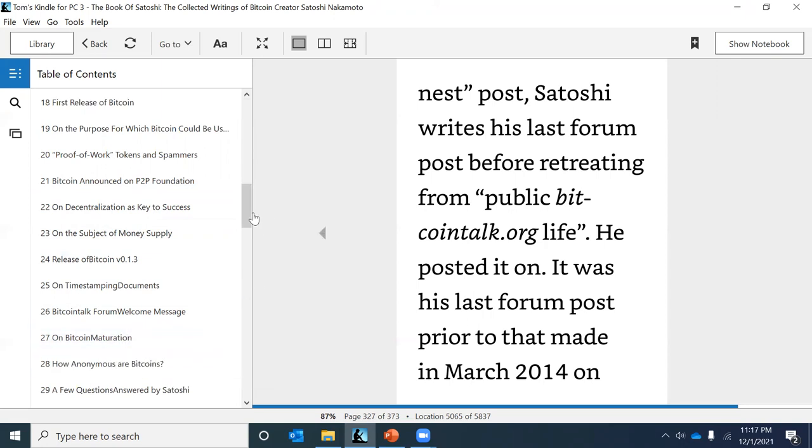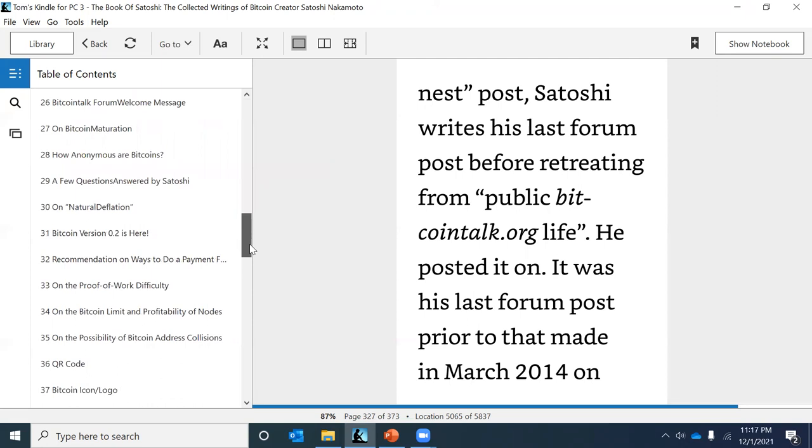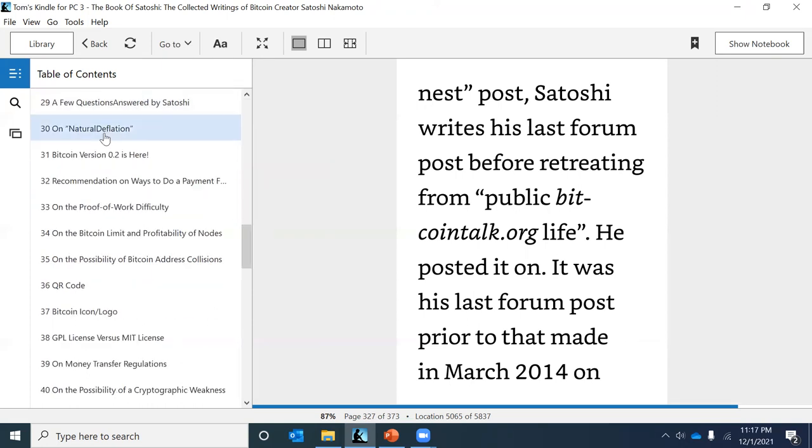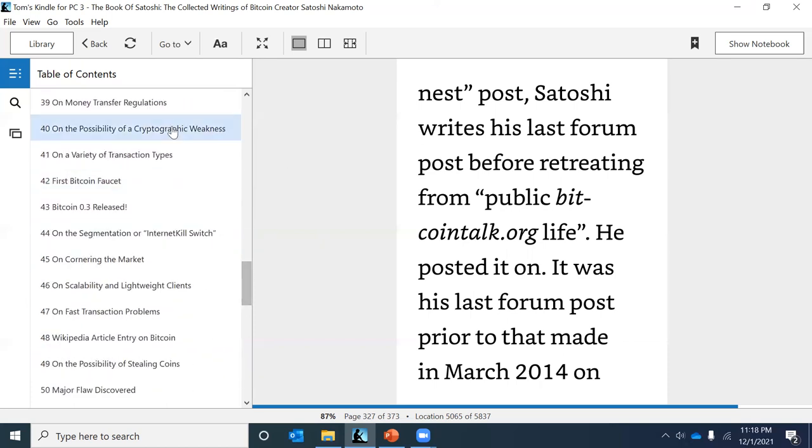How anonymous are Bitcoins? Q&As by Satoshi on deflation versus inflation. Way back, Bitcoin version 0.2, ways to do payments for an order, proof of work's difficulty. Which open source license to use, GPL versus MIT, money transfer regulations, and the possibility that there are cryptographic weaknesses in Bitcoin, a post on the first Bitcoin faucet, posts on transaction problems, the Wikipedia entry on Bitcoin. Apparently, they had a lot of problems with Wikipedia back in the early days.